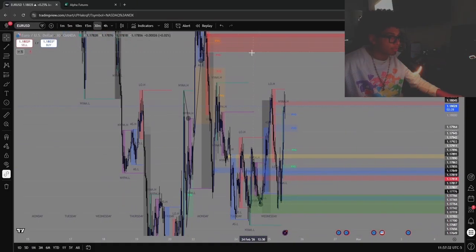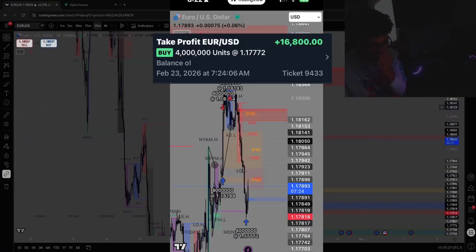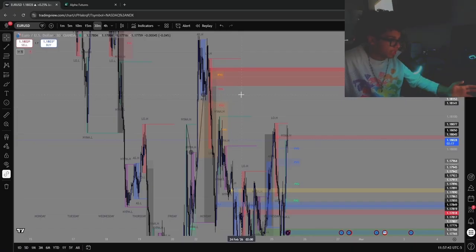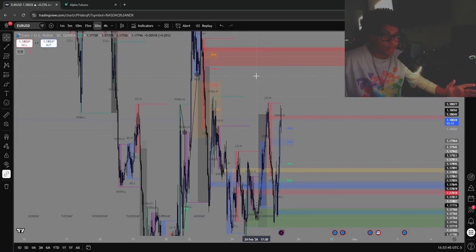And then we rode it out into New York PM lows, and that hit perfectly again. I'm going to put that trade on screen right now. I think it was around an $18,000 take profit. So just an absolute banger. It's really easy. Like I hit this in my sleep. I woke up to a take profit notification.